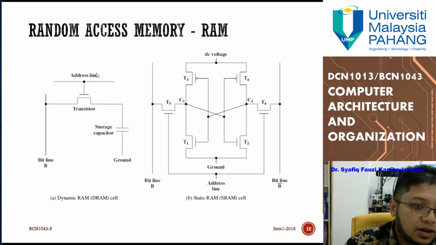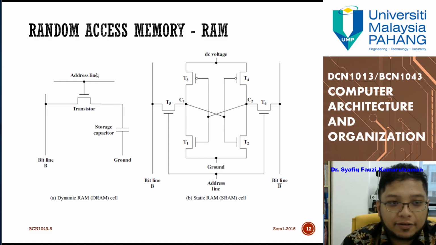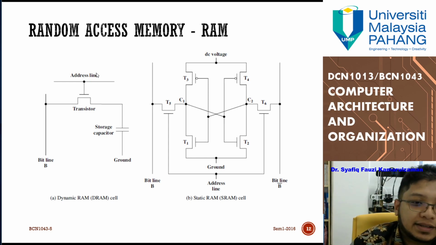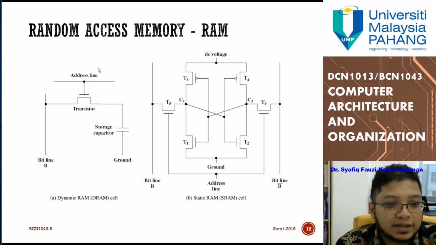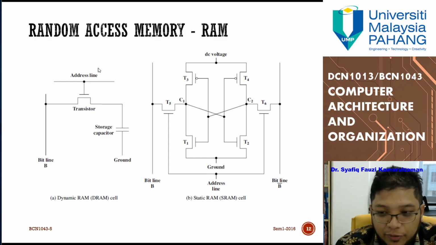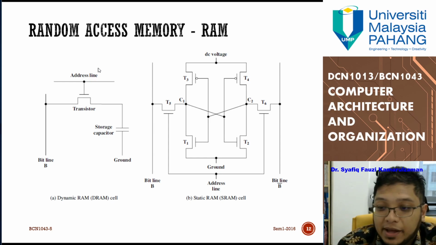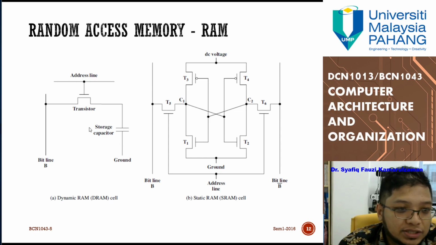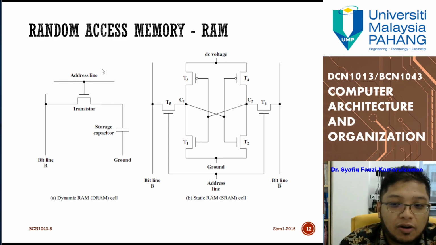Next, let's take a look at the types of memory that we have. Firstly, we go into random access memory. Basically, we have two types of random access memory. I call it RAM. We have dynamic RAM, which is DRAM, and also static RAM, which is SRAM. This is an example of one bit cell inside your RAM. This kind of cell is dynamic RAM, and this kind of cell is static RAM.